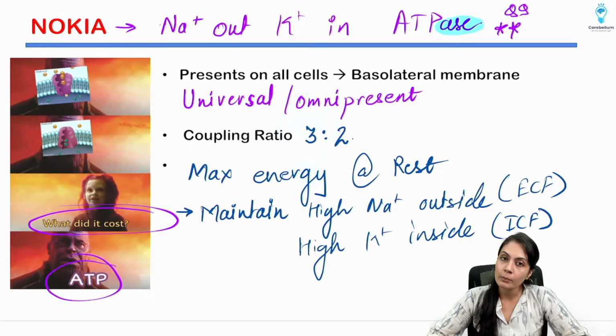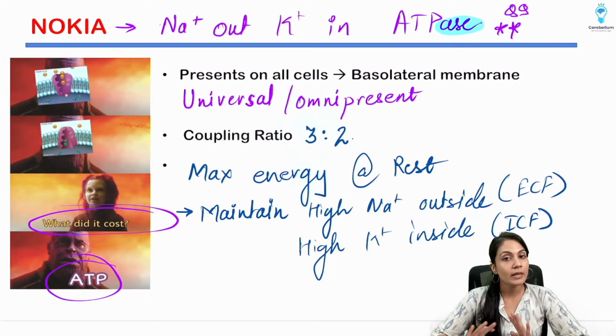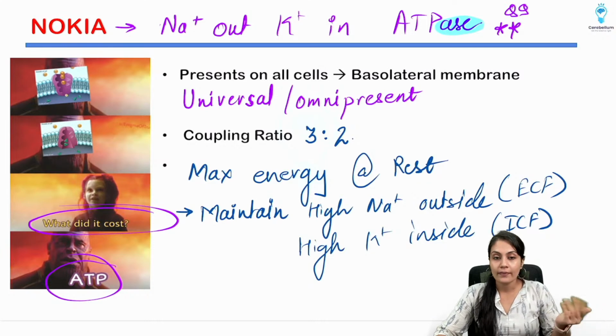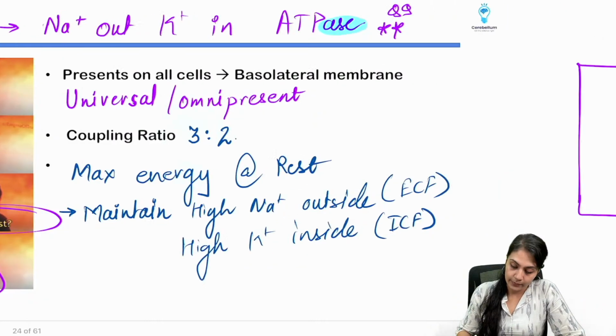Otherwise, the gradient will be over. No RMP, no AP, nothing will happen. The patient will die. He will go in arrest. Okay, and that's why we have to maintain the gradient.